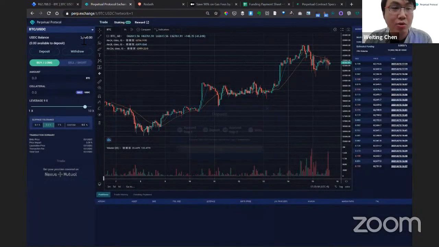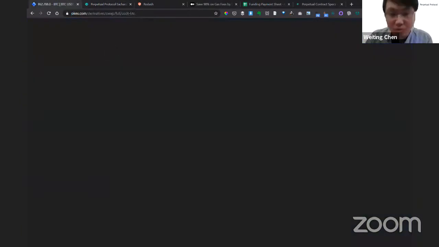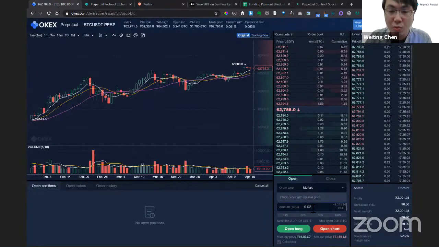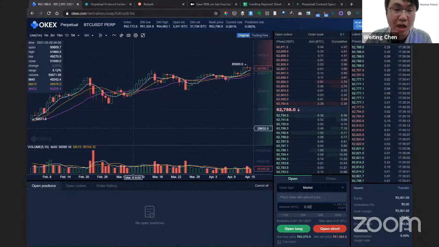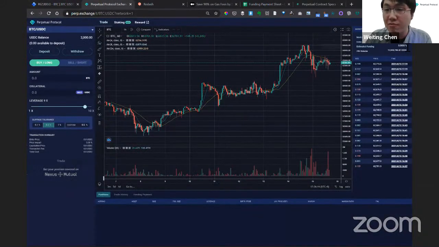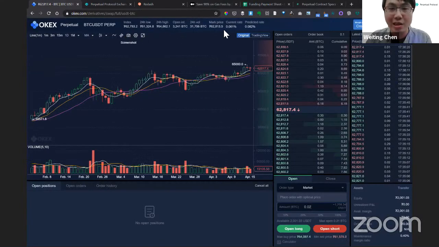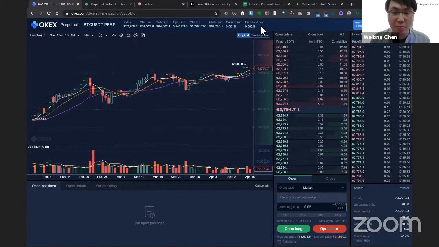So right now you can see your USDC balance is now 2,000 US dollars. As we just put in over here, we want to open 0.02 BTC on both sides. Because the funding rate on Perp exchange is actually negative, you get paid if you open a long position. Whereas on OKEx, the funding rate is positive, meaning you get paid if you open a short position. So the idea here is you open the same size, in our case 0.02 BTC, at the same time with the same amount, but in different directions.